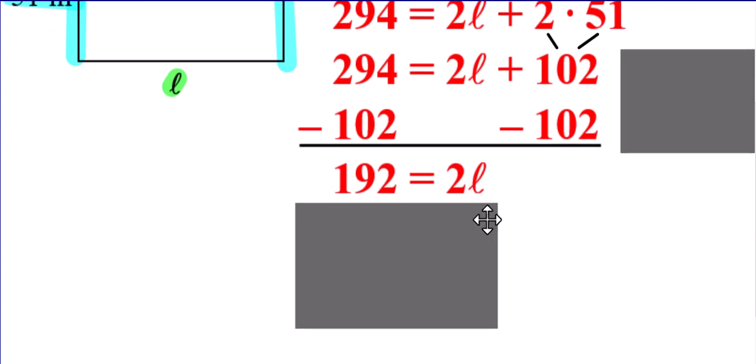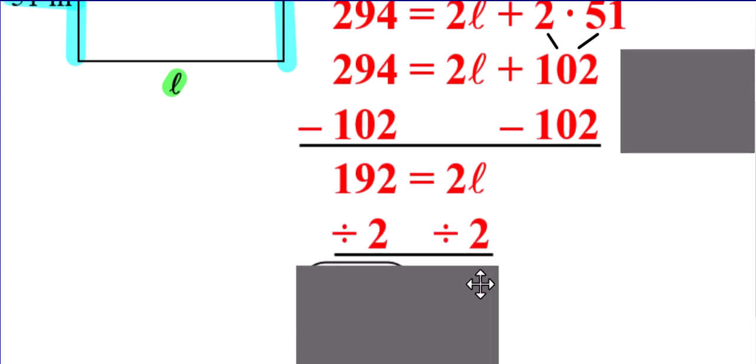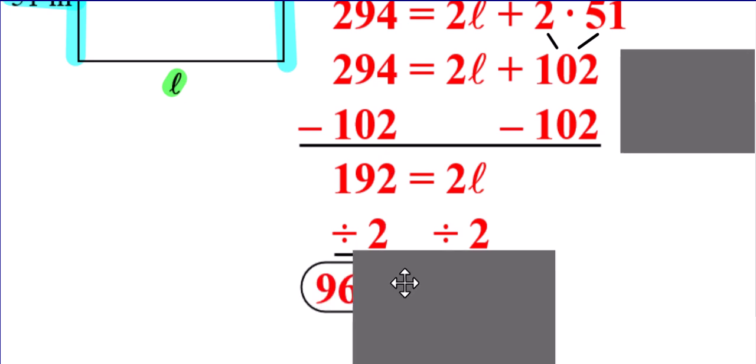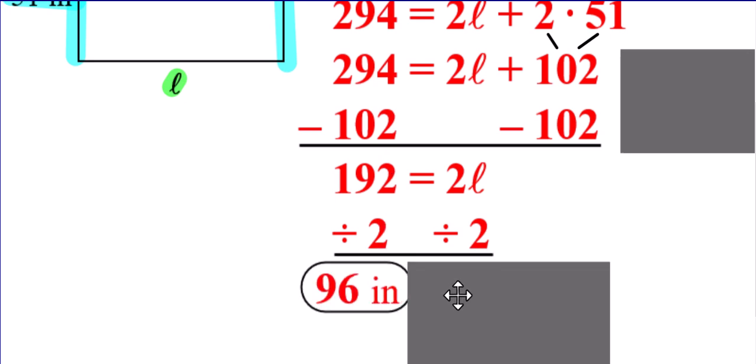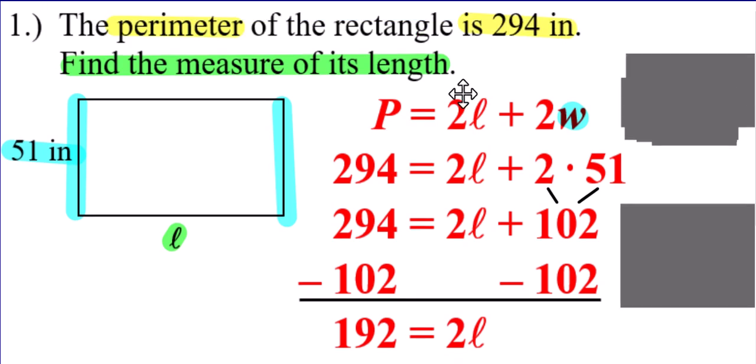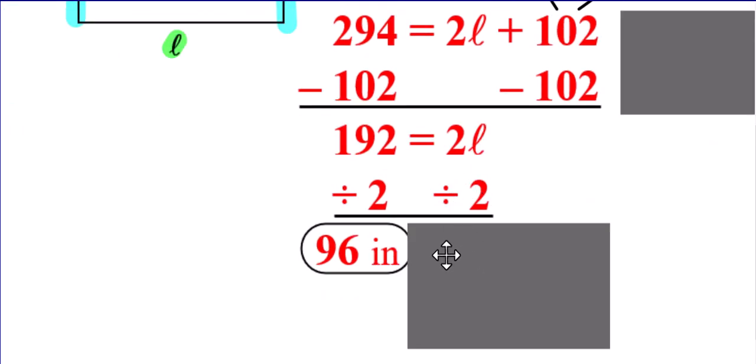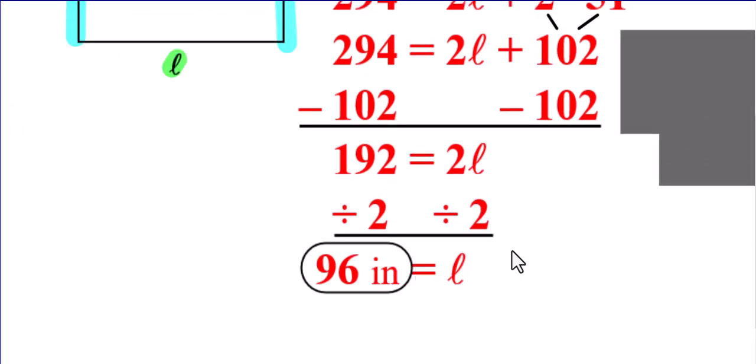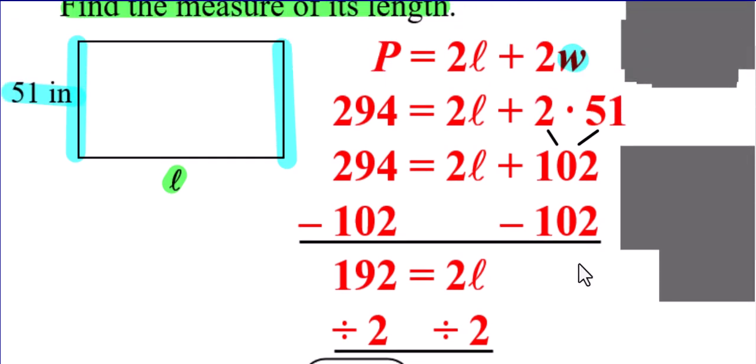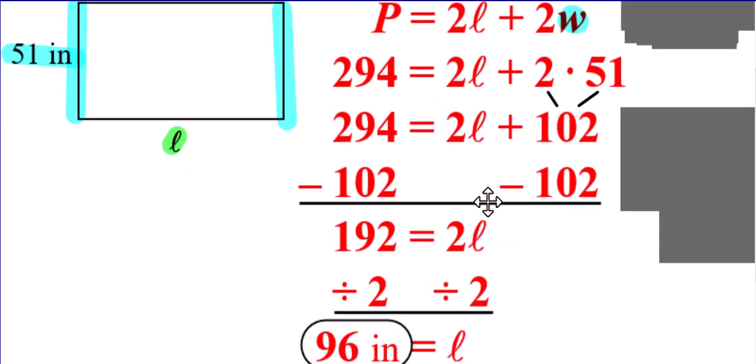The inverse of multiplying by 2, let's write this down, is dividing by 2. And maybe you need a calculator for this. Maybe not. This is going to give you 96. Let's put the unit of measure. Everything here was in inches. So 96 inches equals the length, and that is what the problem wanted me to do. The problem wanted me to find the measure of its length.